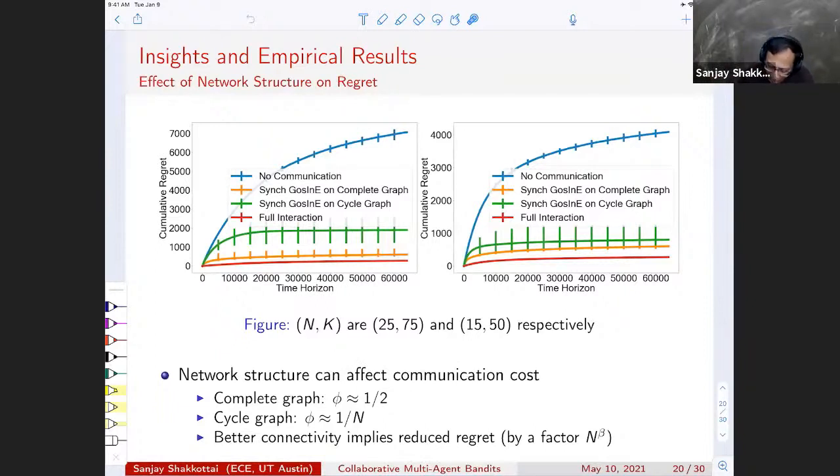And you can now see the effect of different graph structures. This is a cycle graph. This is a complete graph. So you can see that collaboration indeed not only theoretically improves, but even in simulations at least, it seems to give much better results.